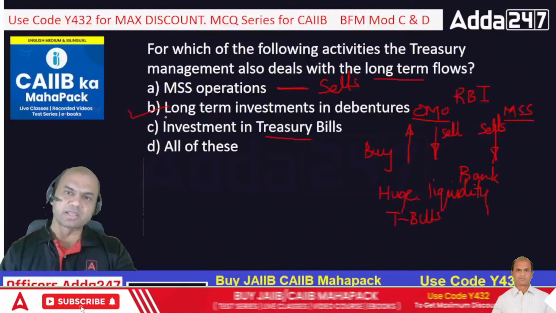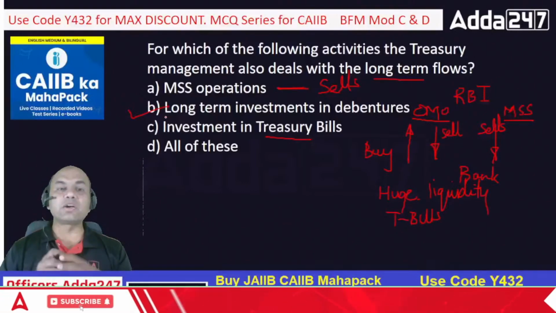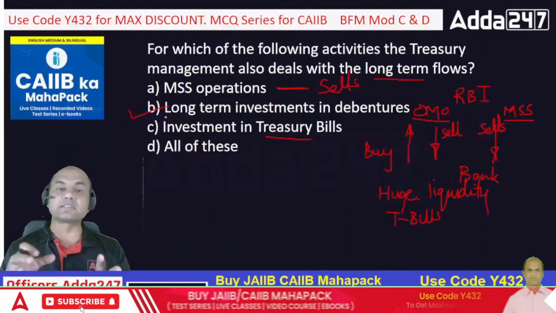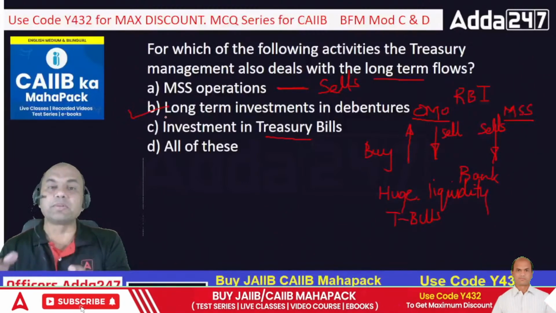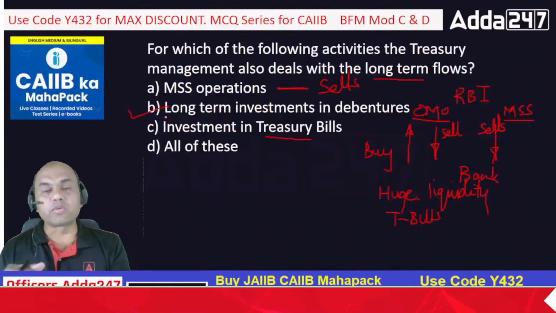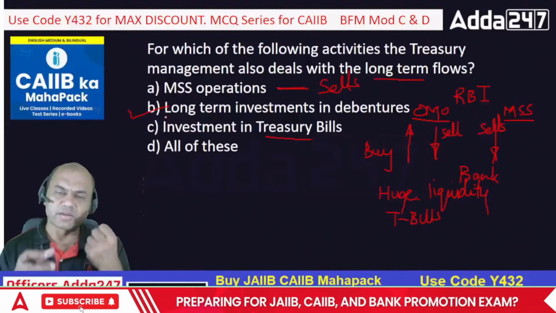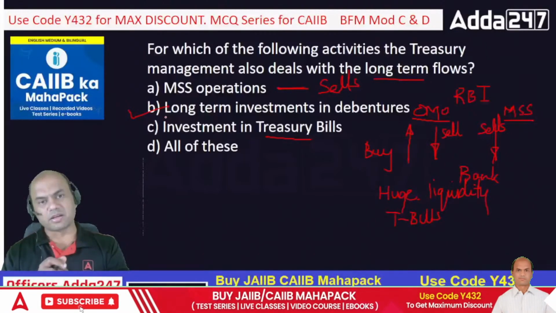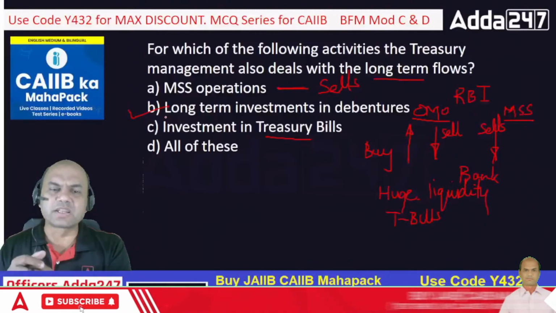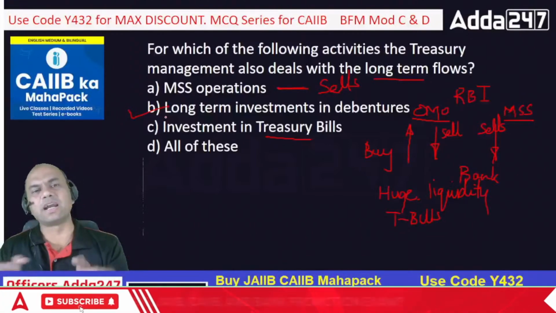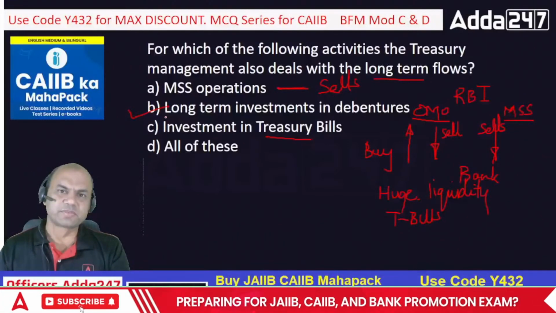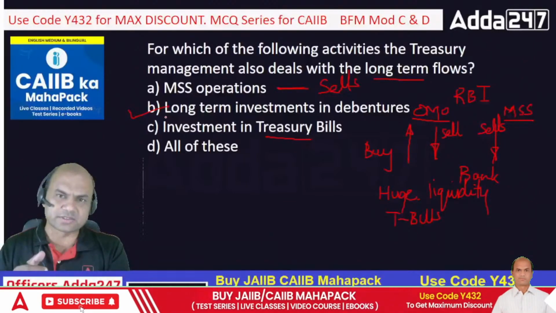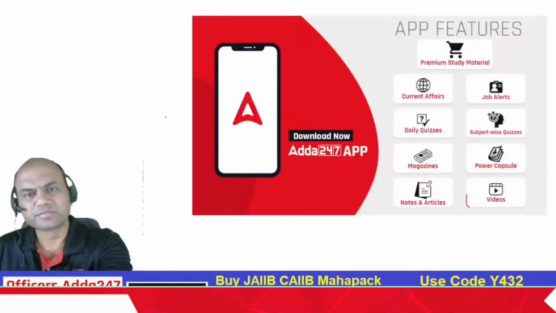Very simple. See here, once you understand the meaning of these words, market stabilization. Stabilization means what? To bring the stability. How do I bring the stability? By taking up the money, getting back the money from the bank. So then it will be stable, right? Investment in T-bills. T-bills is itself a short-term instrument, 91, 182, 364 days. How can it be a long-term, how can it be an answer? It can't be, isn't it?